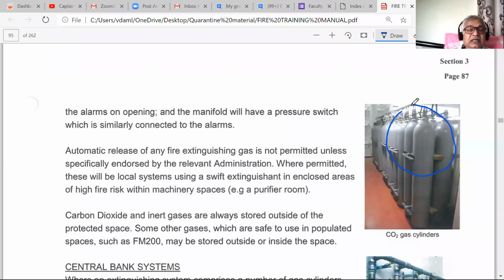Now, automatic release of this gas, for CO2, is not permitted, because a false alarm can kill people as well as finish off your gas. That is why CO2 is always manual, because normally you are not going to get permission to put an automatic one, not on normal ships. It is like here, in the machinery space, the possibility is there, but normally you are not going to get this permission because of the risk involved.